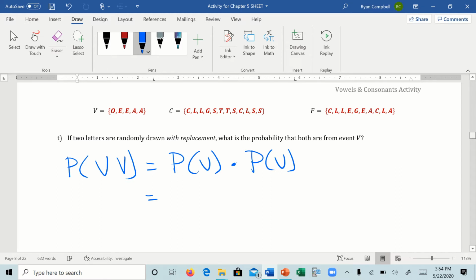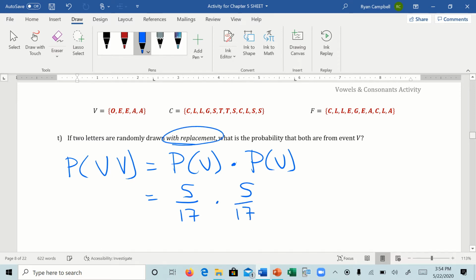Well, there's 5 letters in V out of 17 total. And then since it's with replacement, we put it back, so there's still the 5 letters out of 17. So when you multiply those 2 together, you get about 0.087.